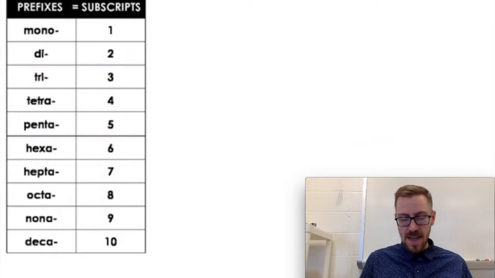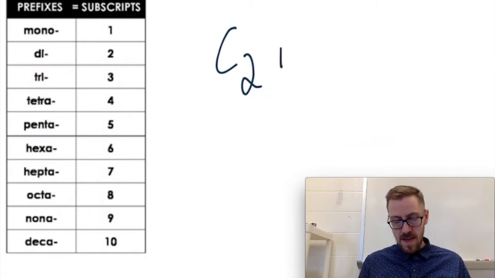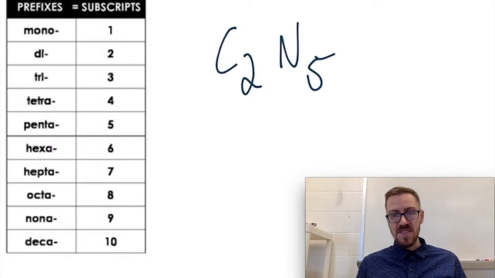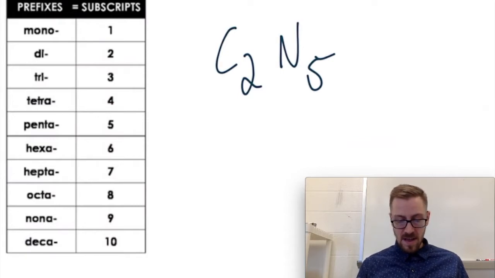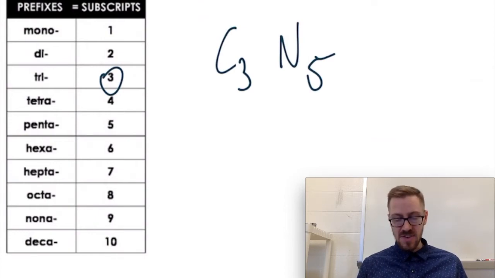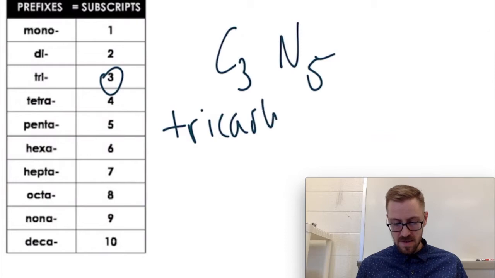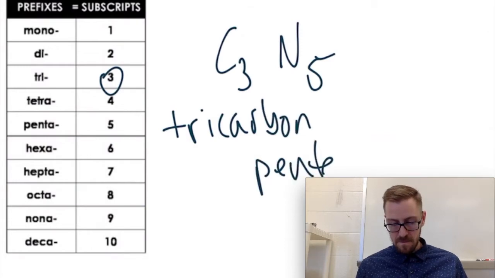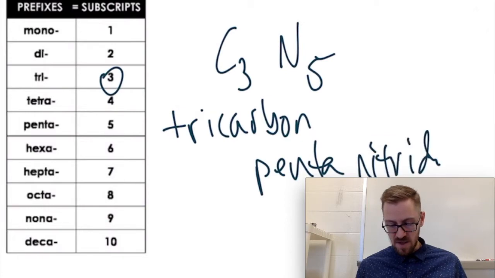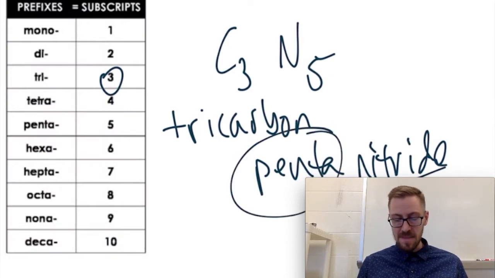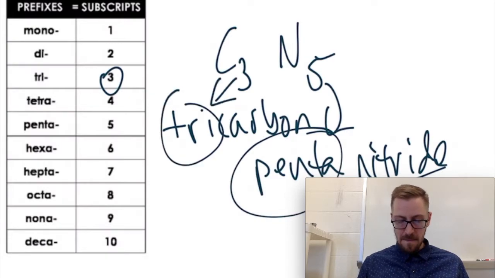I can try a few more. Let's try, we'll go C2N5. Probably not a real thing. I'm just making up numbers here, so don't look this up on Wikipedia. It probably isn't a real chemical. But if it is, I should do 3 instead, since I just did 2. It would be tricarbon pentanitride. So notice it's still IDE at the end, but it just has these prefixes. Penta meaning 5, tri meaning 3.